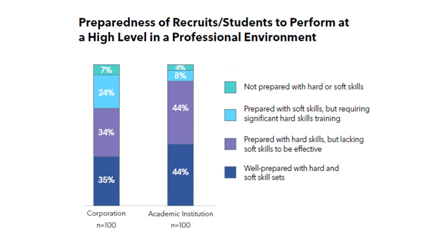This compares how corporations and executives see college students, and how the academic institutions see them. This is a whole different topic, but as you take a look at this stacked bar graph, if you left it on the table, someone would clearly see 35% of the executives and corporations believe that college students are well prepared with the appropriate skills. Meanwhile, on the academic side, 44% of the academics, the faculty, and so forth think that the students are prepared.